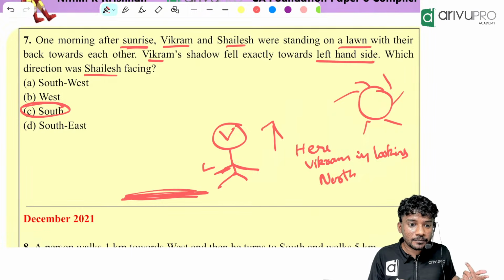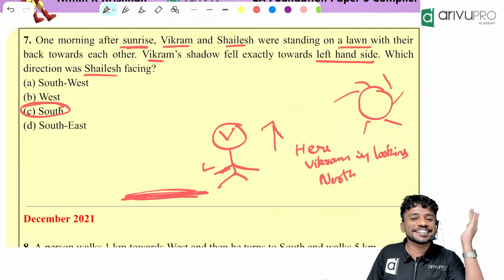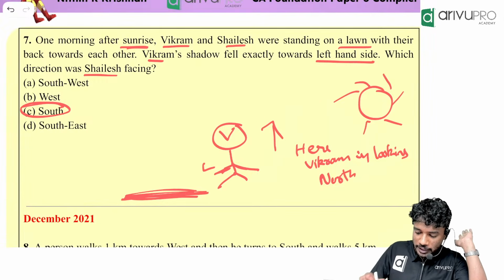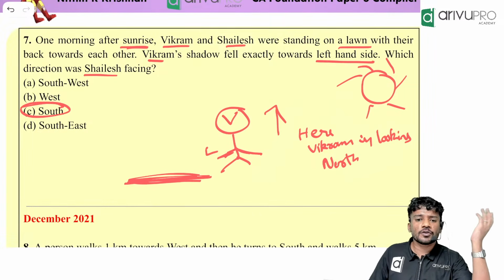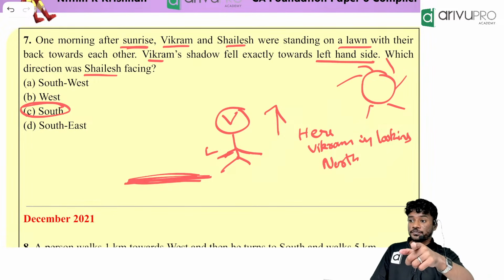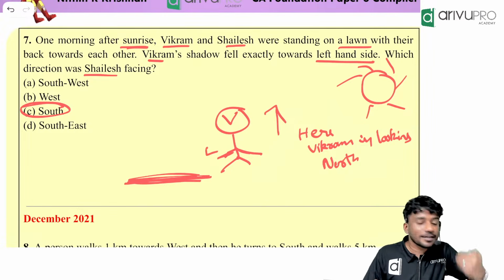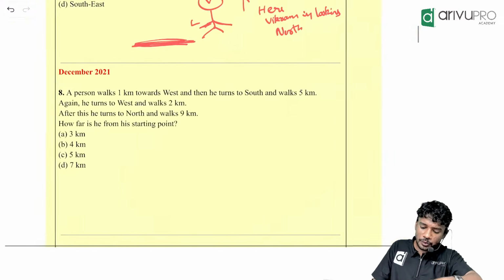Correct, right? Okay, fine. So Shailesh is looking in the south direction, the opposite of that. Now tell me, if your shadow base is not clear, will you be able to answer this so fast? No. You should know that in the morning, whenever a person is looking towards north, shadow will be in the left side. In the morning, a person looking towards south, shadow will be in the right side. So what is the answer over here, people? South is our answer. Next question.